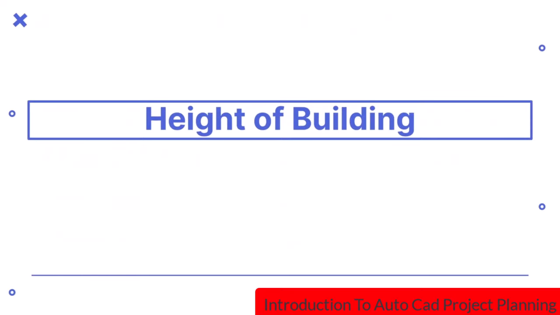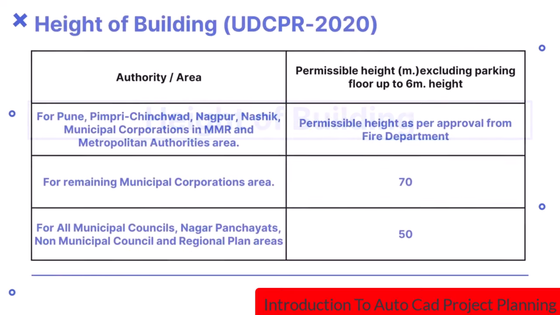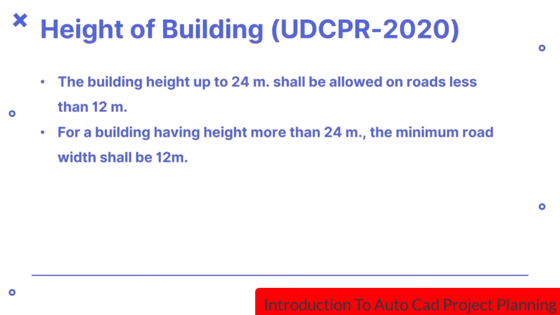Let's see height of the building. In this table, you can see for various regions in Maharashtra, the height of the building is given. The building height up to 24 meter shall be allowed on roads less than 12 meter, and for buildings having height more than 24 meter, the minimum road width shall be 12 meter.